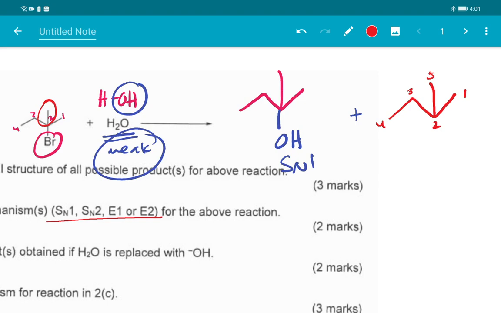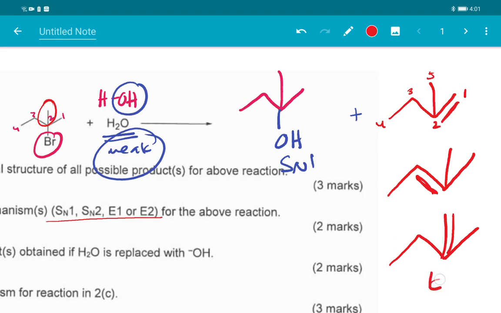So the idea is it can be either this one, 1 with 2, or 2 with 3, or 2 with 5. Okay, this will be the structure of the elimination product. Okay, this is the product of E1.